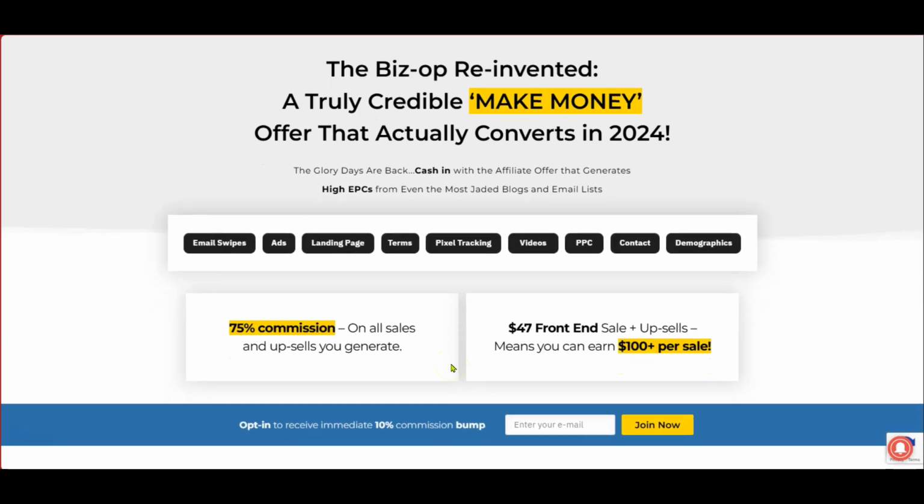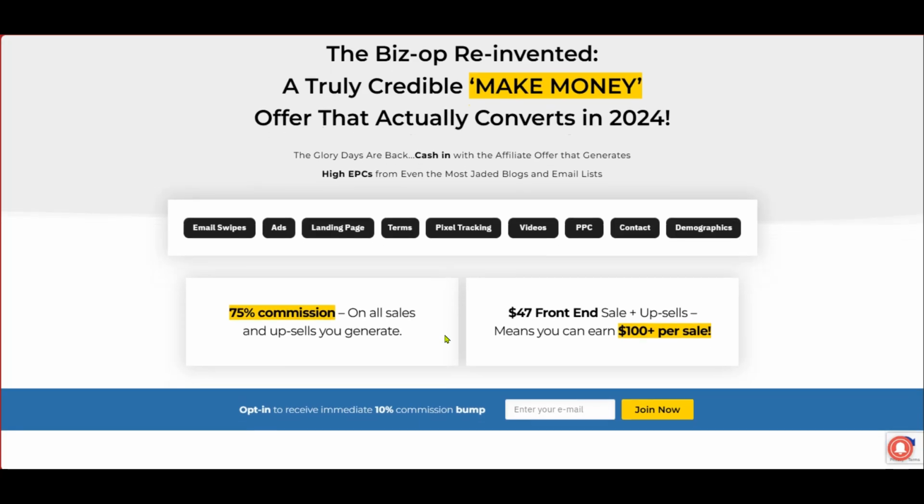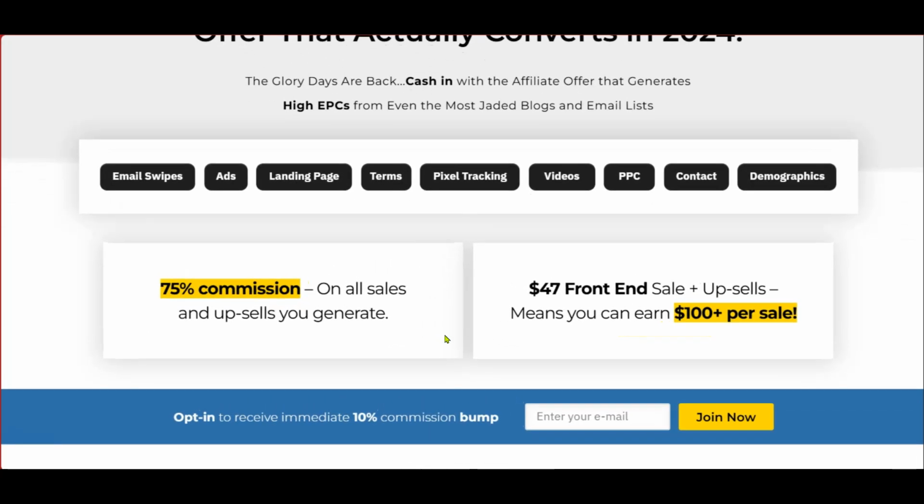And as affiliates, our commissions are off of the rebill. So basically our commissions kick in on day 4. If they rebill, then we get 75% of that $27 rebill. And again, that's monthly recurring income for as long as that person is a customer. Now, 75% is the default commission.